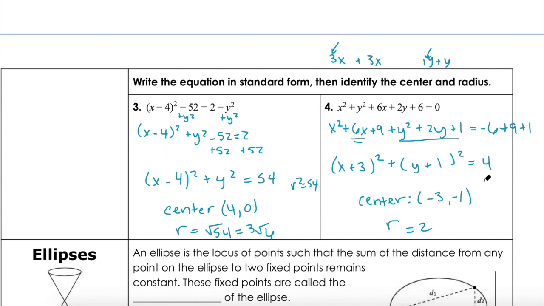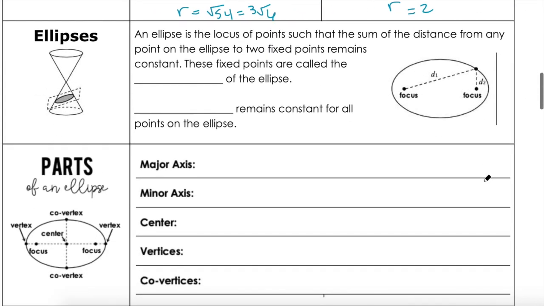Let's take a look now at ellipses. An ellipse is the locus of points such that the sum of the distances from any point on the ellipse to two fixed points remains constant. These fixed points are called foci, or foci. You may hear different pronunciations of the word. So in an ellipse, the defining thing about it is that this distance from one focus to the outside of our ellipse plus the distance from the point on the outside to the other focus will always remain the same. So d1 plus d2 remains constant for all points on the ellipse.